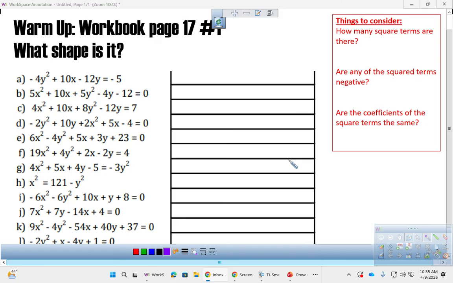Are the coefficients in front of the squared terms the same? Because now that's a circle, okay? So really we're looking at the squared terms. In this first one, there's just one of them, right? It's just y squared. There's no x squared, okay? So by default, this one has to be a parabola.